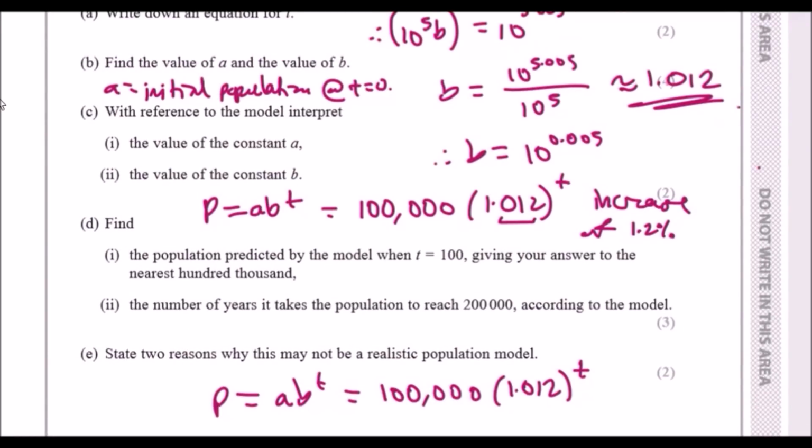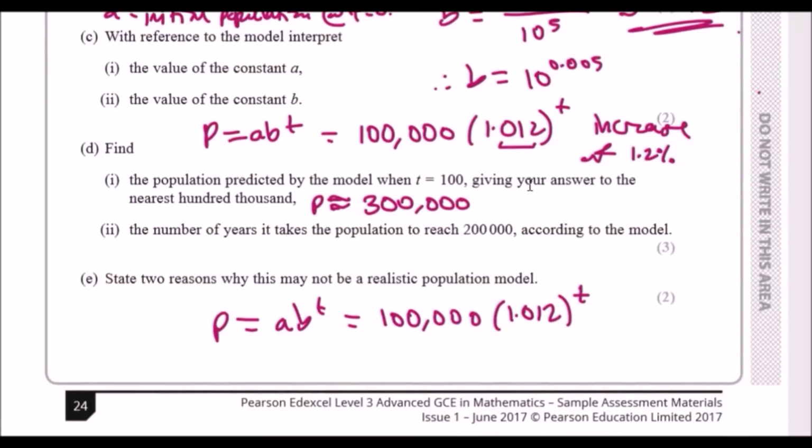Okay, part D now. Find the population predicted by the model when t is 100. Easy. Giving your answer to the nearest 100,000. So simply plug t equals 100 into our general population equation. That means you're going to get P equals 100,000 times 1.012 to the power t. And you should get about 329 something thousand. Because we want the nearest 100,000, it should be rounded to 300,000. That's it, easy. That's quite generous when they give you a huge rounding figure. It's actually very inaccurate, but cool.